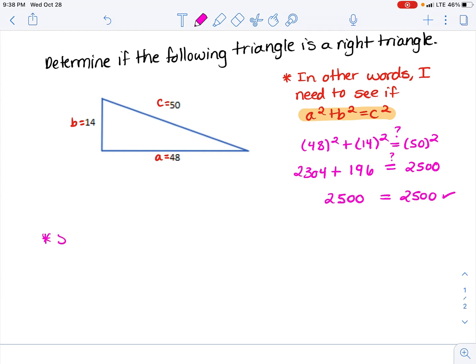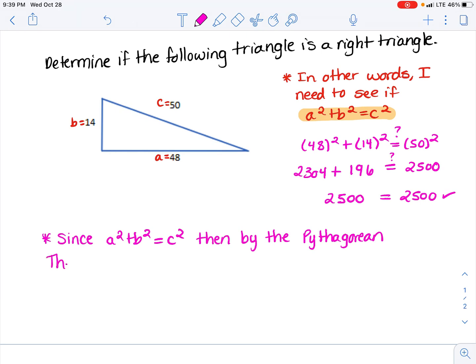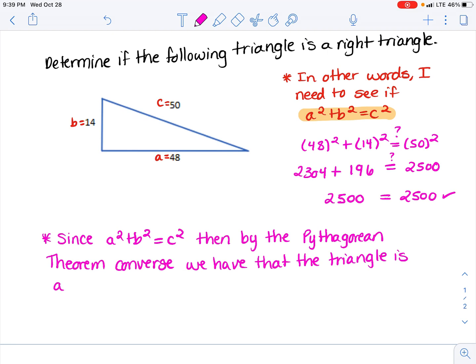So since a squared plus b squared is equal to c squared, then by the Pythagorean theorem converse, we have that the triangle is a right triangle.